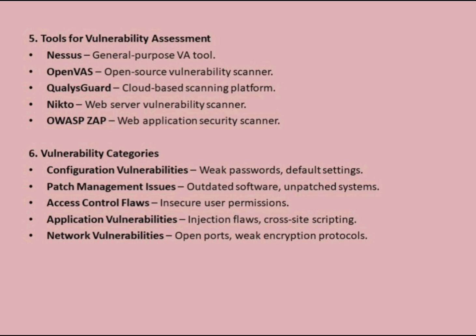OpenVAS. This is a free and open-source vulnerability scanner. It works similarly to Nessus, but is often used in academic or budget-conscious organizations. Example: a small company can use OpenVAS to check if their Linux servers are exposed to known exploits.